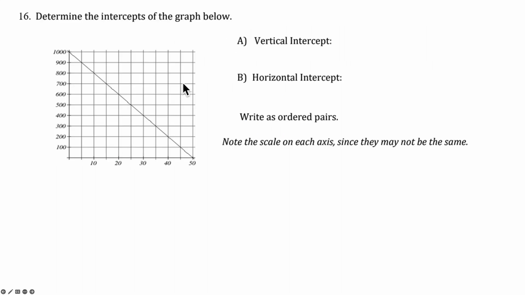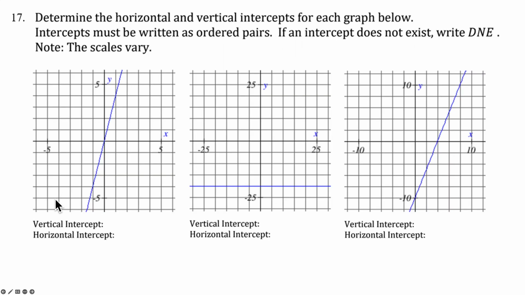16, vertical intercept, that's the same as my y-intercept, so that would be 0 and 1,000. Horizontal, that's your x-intercept, that would be at 50, 0. Alright, 17.